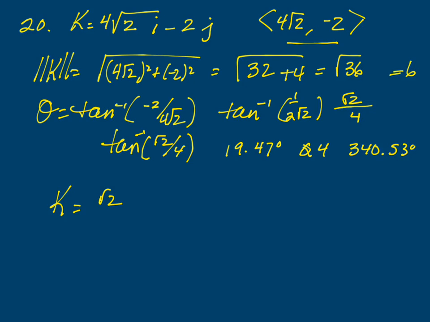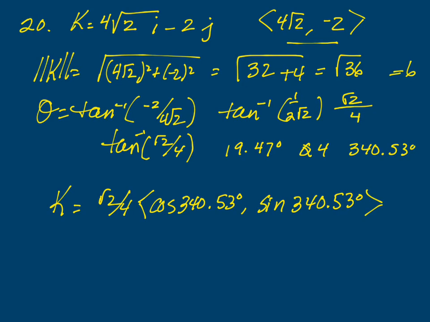So k is equal to 6 times the vector cosine 340.53 degrees and sine of 340.53 degrees. All right, I'll put the last two on the next video.